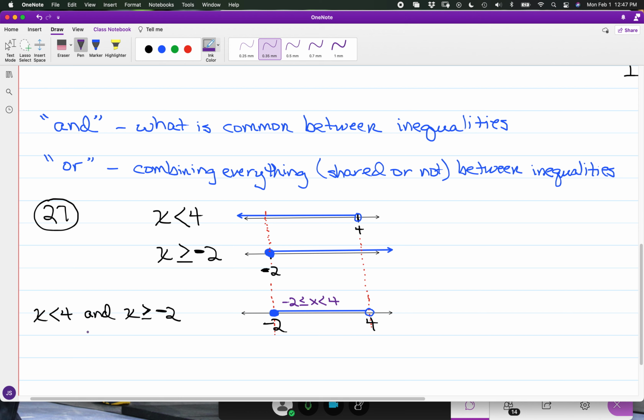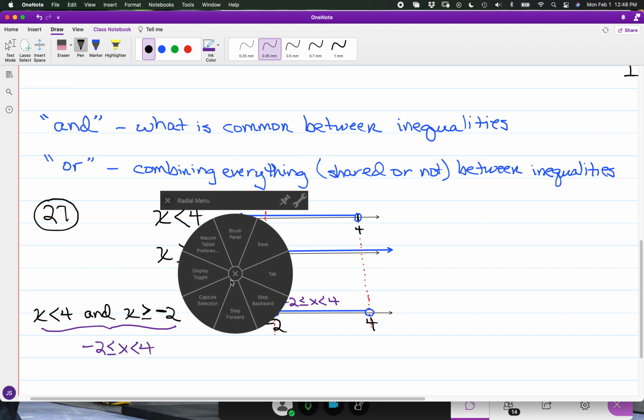Just taking this combination, x is greater than or equal to negative 2. That's the same as negative 2 is less than or equal to x. And guess what? x in turn is less than 4. So combining these two statements would translate to the compound inequality that we have here.